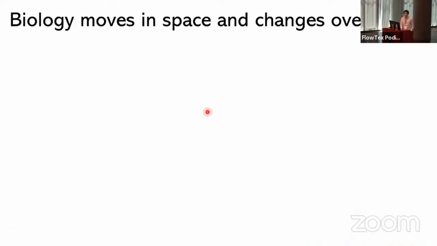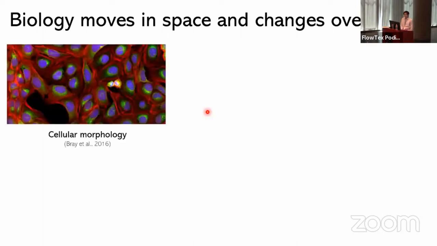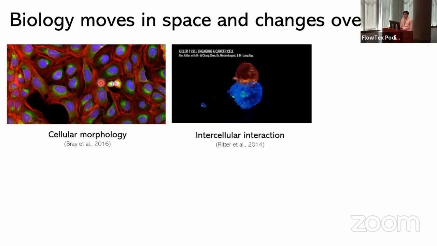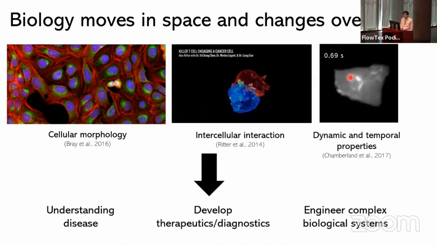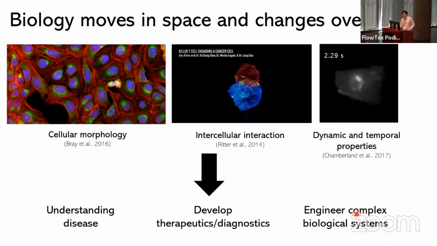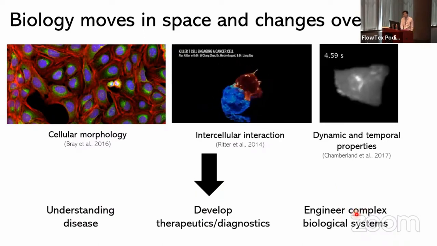And so we care about spatial and temporal properties because biological entities like proteins, cells, tissues, organisms move in space and change over time. And so properties like cellular morphology or subcellular morphology or cell-to-cell interaction and cellular activity are important to understand disease onset, progression, also developing new therapeutics and diagnostics, and also for engineering purposes as well, when you want to engineer more complex biological systems that have certain spatial and temporal properties.